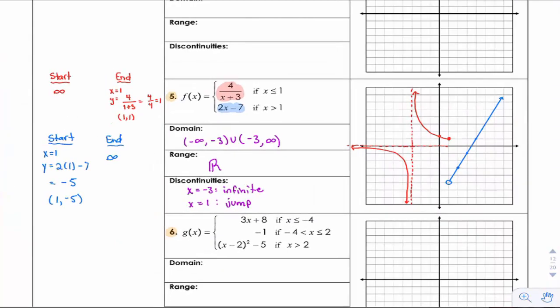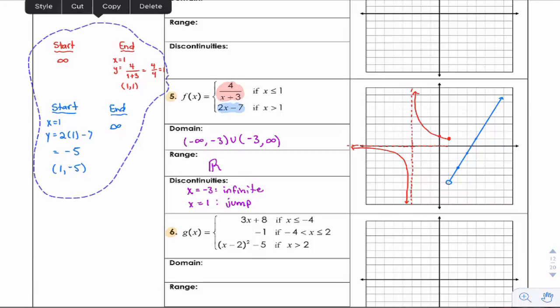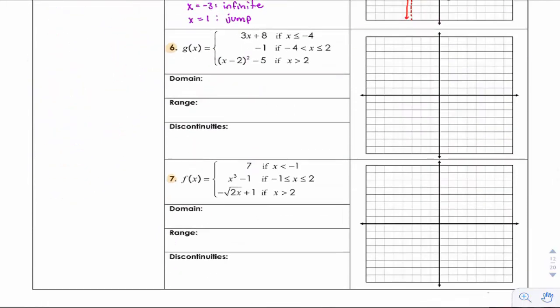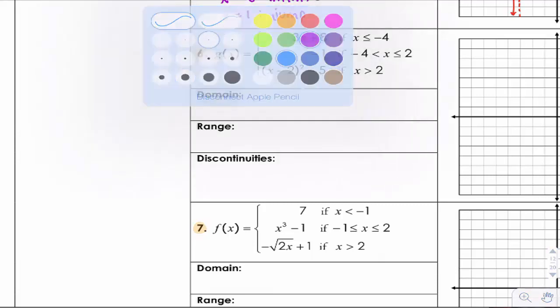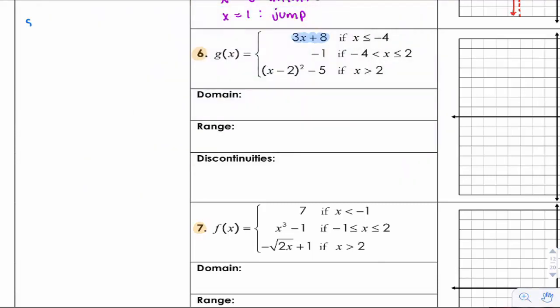That's a basic piecewise function. We have 2 more I'm going to walk through with you guys here. So let me go ahead and do that now. All right. So for this one, again, I have 3 parts. So I'm going to start with blue, because I was already with blue there. So when we do number 6, again, we have a starting point. So I'll say start and end.